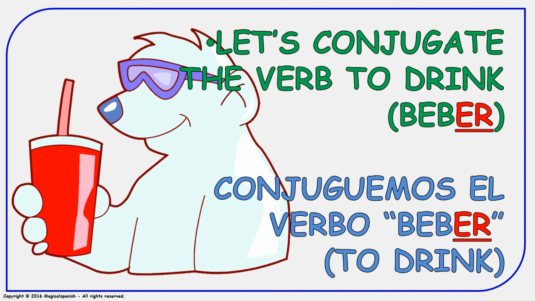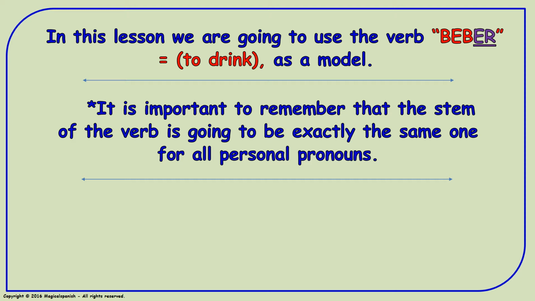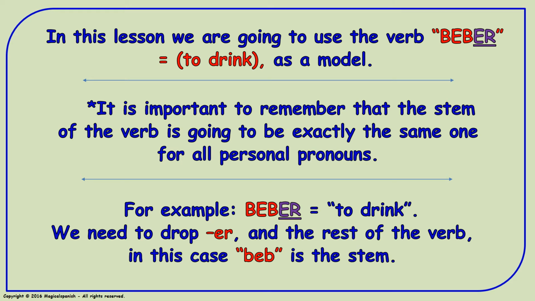Let's conjugate the verb to drink, beber. Conjuguemos el verbo beber, to drink. In this lesson, we are going to use the verb beber, to drink, as a model. It is important to remember that the stem of the verb is going to be exactly the same one for all personal pronouns. For example, beber, to drink. We need to drop er, and the rest of the verb, in this case beb, is the stem.